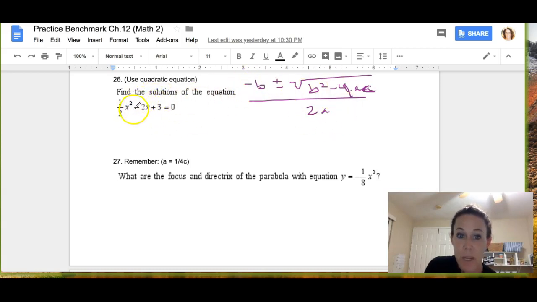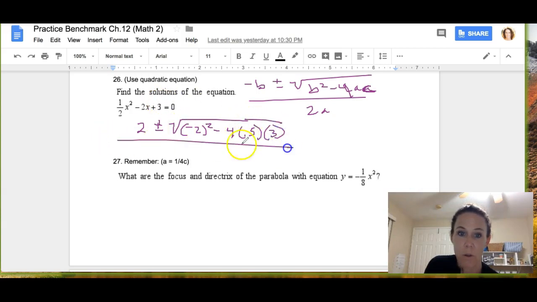So negative b, negative negative makes positive 2. Plus or minus the square root of b squared, so negative 2 squared, minus 4 times your a value, which is 0.5 or 1/2, times your c value, which is 3, all over 2 times your a value, which is 0.5. Go ahead and do the math on this. Calculate this with a calculator. If we do negative 2 squared, you get 4. And I'm going to write this over here because you don't need to sit and watch me do these calculations.